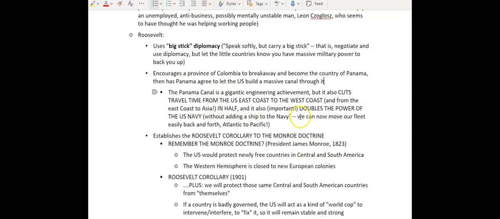So it cuts travel time from the U.S. East Coast to the West Coast and to Asia in half, or even less in some cases, and doubles the power of the Navy.